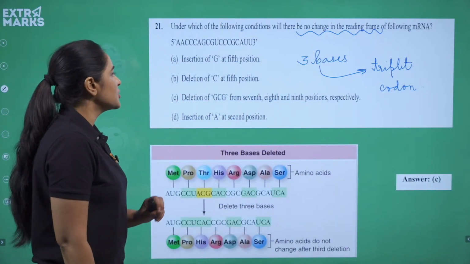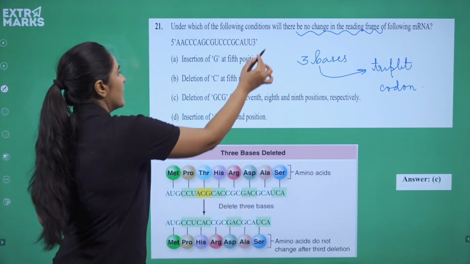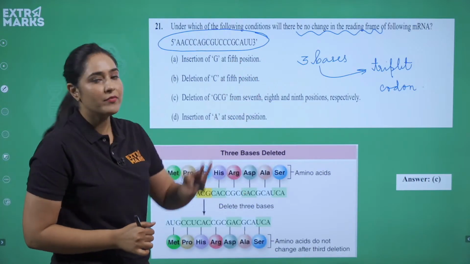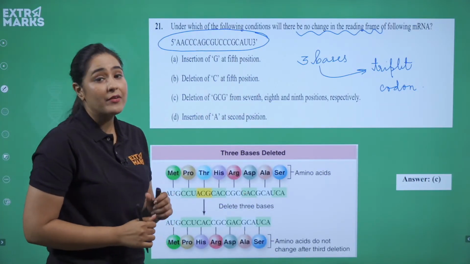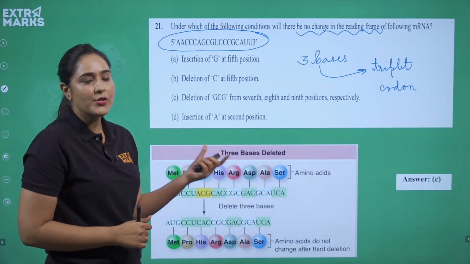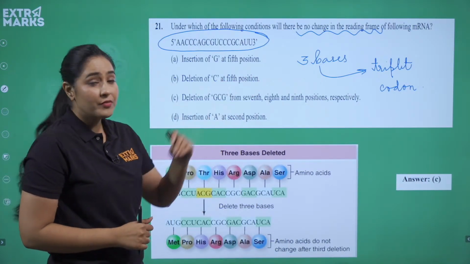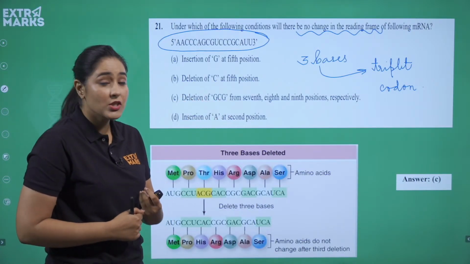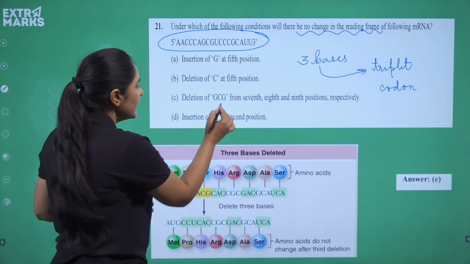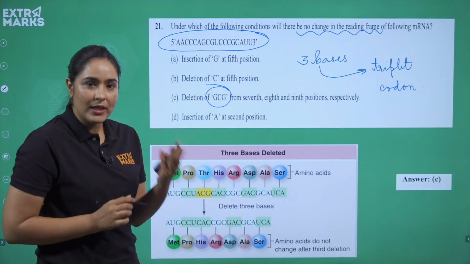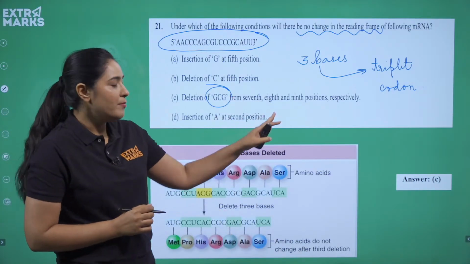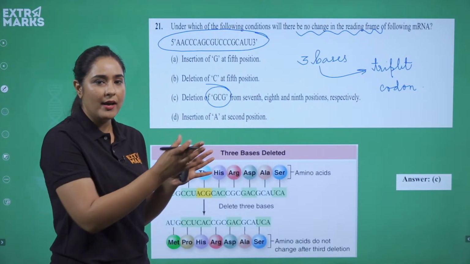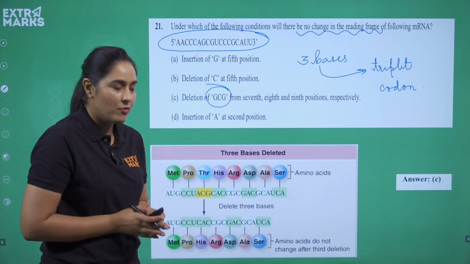See here, first option, insertion of G at 5th position. So we are having this sequence. If we are inserting one more G here, so obviously the reading frame will be changed. Deletion of C at 5th position, so obviously this will also shift our reading frame here. Deletion of GCG from 7th, 8th and 9th positions respectively. So obviously we are deleting here 3 bases, triplet codon, and from different positions. So obviously the frame will be unchanged. We will be having the deletion and the triplet codons will be removed from here.